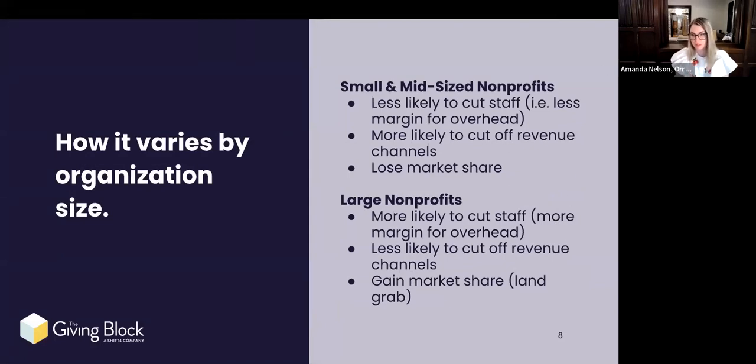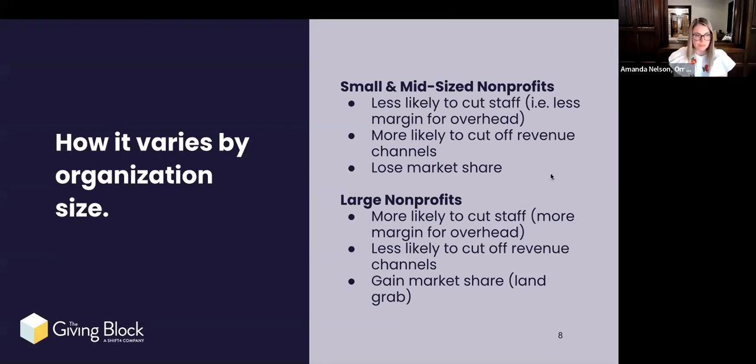We know that smaller organizations are more agile, and hopefully they are less likely to cut staff because they don't have the same amount of overhead that they're navigating. When we think about larger organizations, we have seen that pattern in recessions where they are more likely to cut overhead and more likely to think about reducing staff in that way.